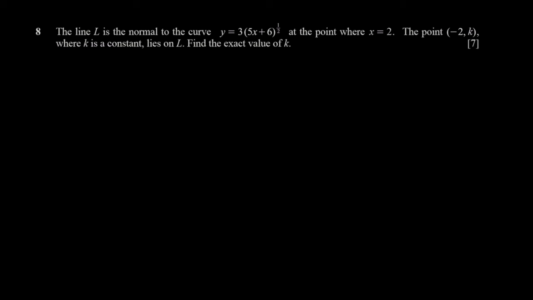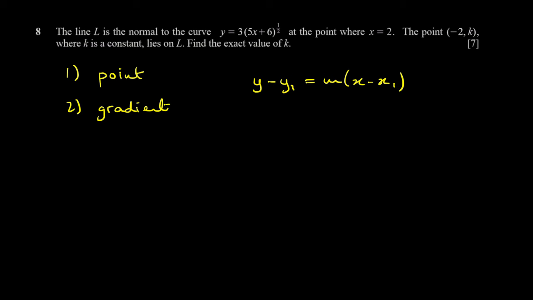What do we need to find the equation of any line? We need two things. We need the coordinate point, and we need the gradient. If we've got those two things, then we are able to find the equation of the line, because we use the formula y minus y1 is equal to m(x minus x1). So that's what we want to do. Firstly, let's just find the coordinate point. We already know that the x value is 2.